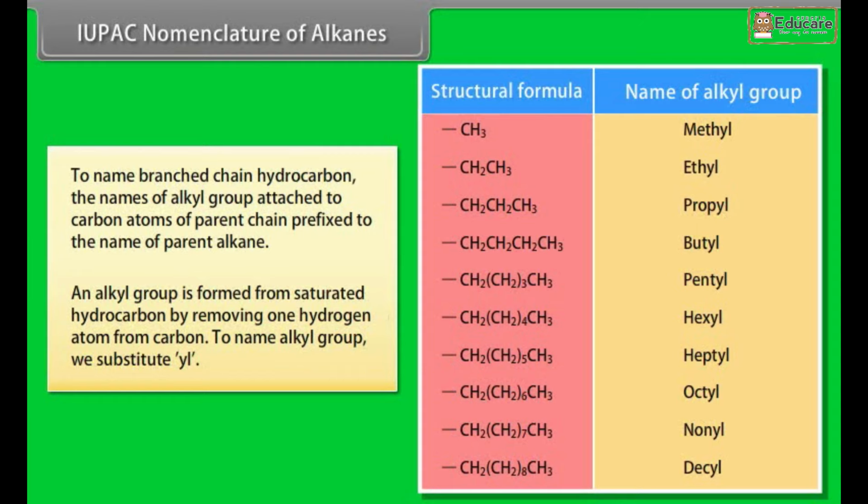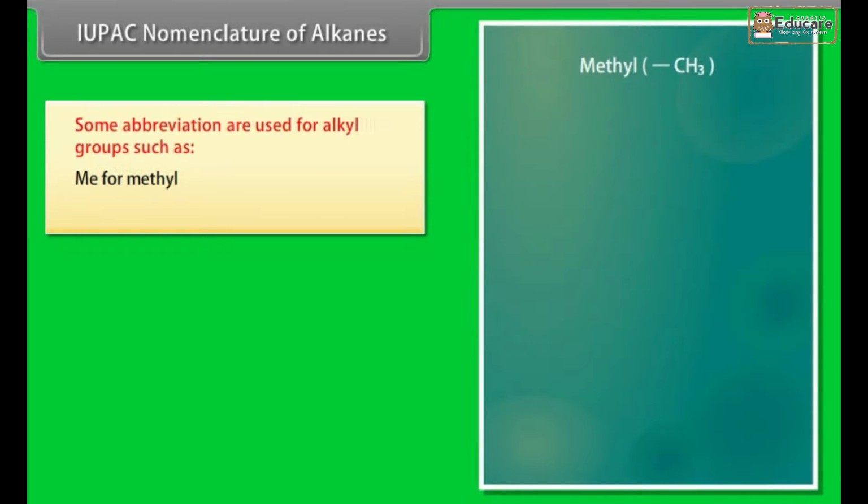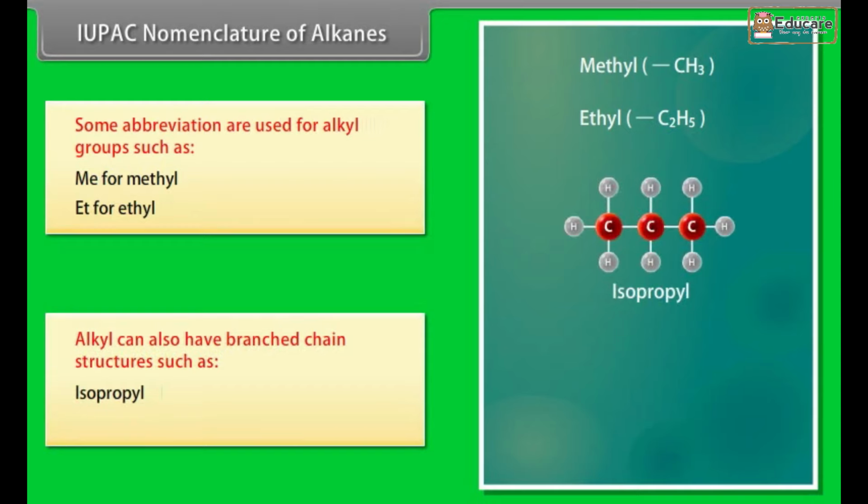To name an alkyl group, we substitute -yl. Some abbreviations are used for alkyl groups, such as Me for methyl, Et for ethyl. Alkyl groups can also have branched chain structures such as isopropyl, tert-butyl.